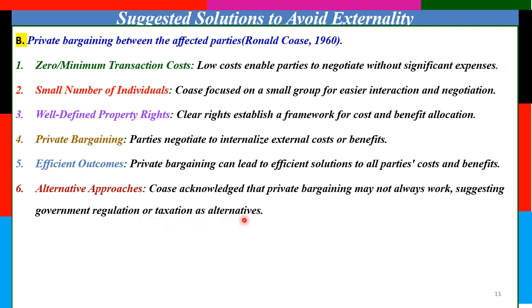So if the affected group and the individuals that cause the externality couldn't bargain or couldn't reach an agreement, government intervention is needed in terms of regulation or taxation.